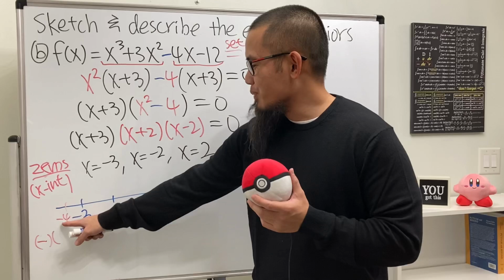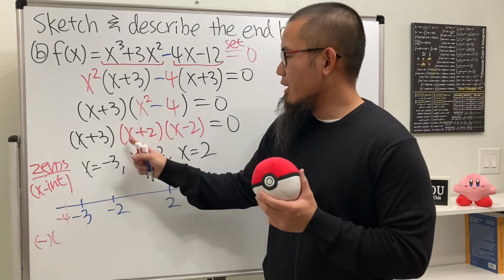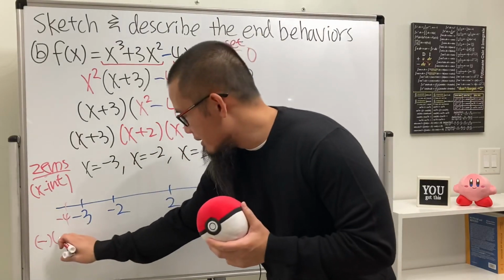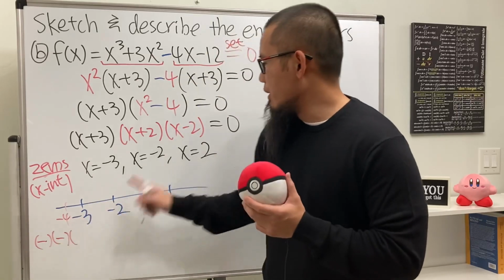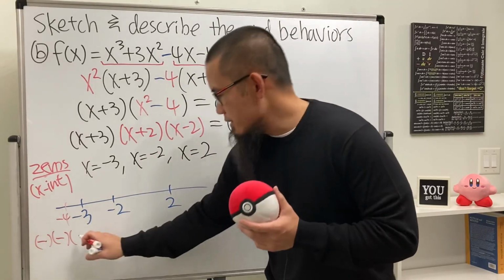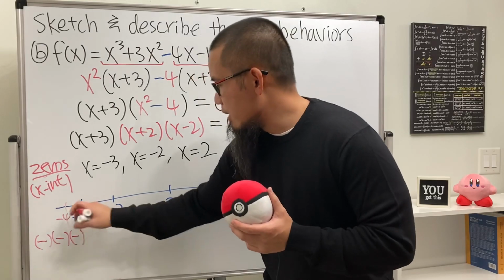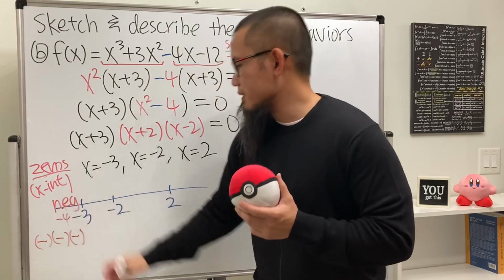But anyway, for the next one, you put negative 4 in here. Negative 4 plus 2 is negative. And lastly, put negative 4 in here. Negative 4 minus 2 is once again negative. So altogether, we get negative for the first part.